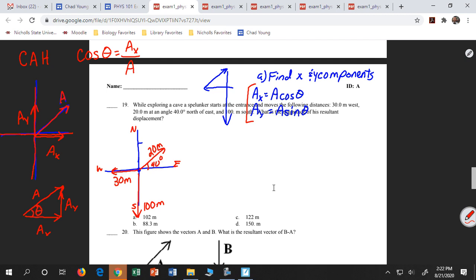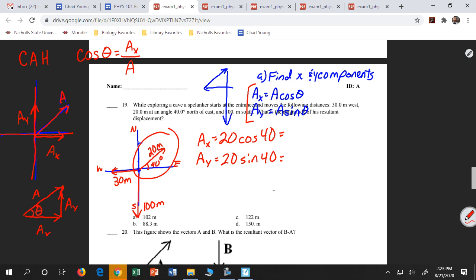So what is the x component of the 30-meter vector? It's just 30, right? In fact, actually, it's negative 30 because it's in the negative x direction. What's the x component of the 100-meter vector? Sorry, it's 0. There is no x component because it's all on the y-axis. And now I can find the x and y components of this vector. I'll just call it vector A. Ax is equal to 20 cosine 40. Ay is equal to 20 sine of 40. Those are just my trig functions, SOHCAHTOA. Sine is opposite over hypotenuse, and cosine is adjacent over hypotenuse.